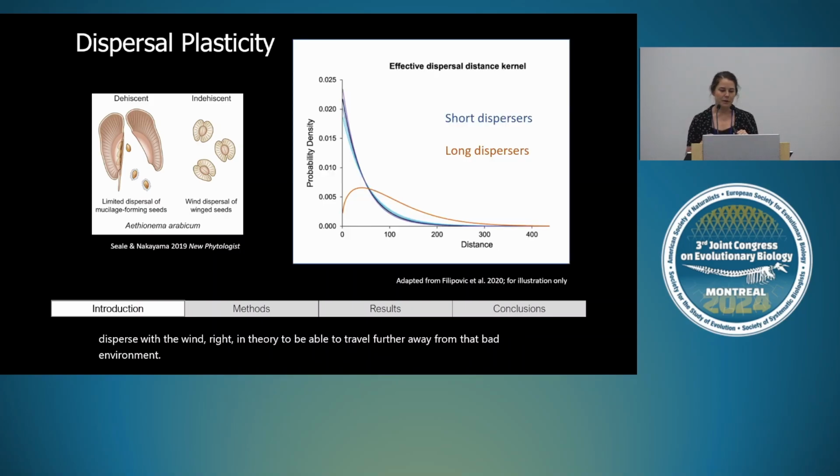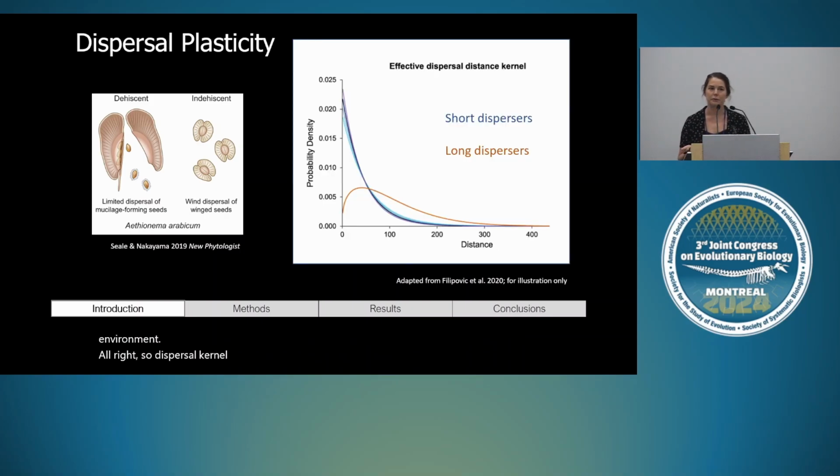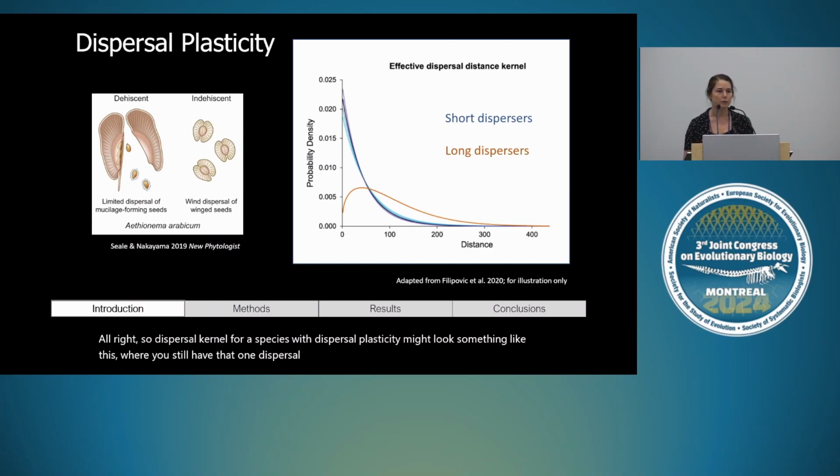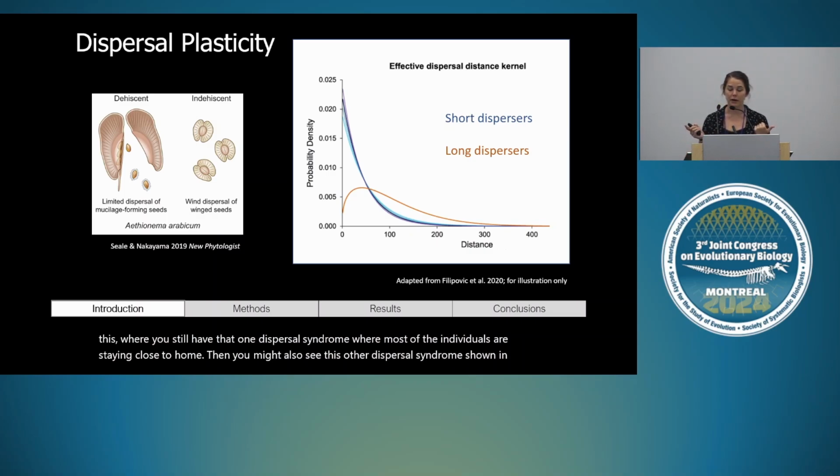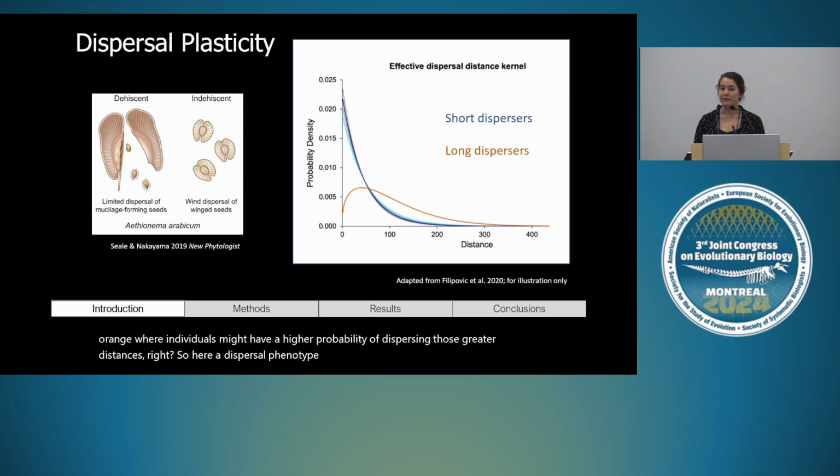All right, so a dispersal kernel for a species with dispersal plasticity might look something like this, where you still have that one dispersal syndrome where most of the individuals are staying close to home, but then you might also see this other dispersal syndrome shown in orange, where individuals might have a higher probability of dispersing those greater distances. So here a dispersal phenotype can be seen as an adaptive phenotype, and in the case I described specifically, as an adaptive parental effect.